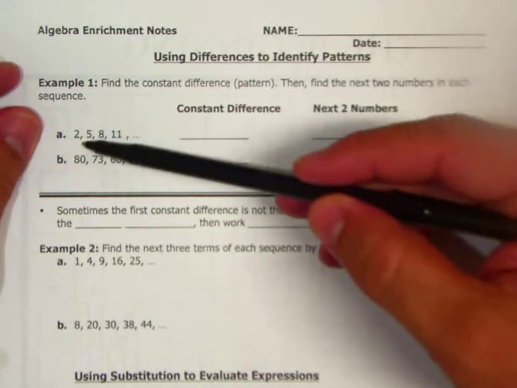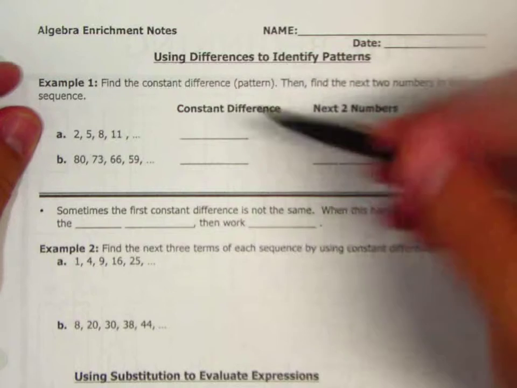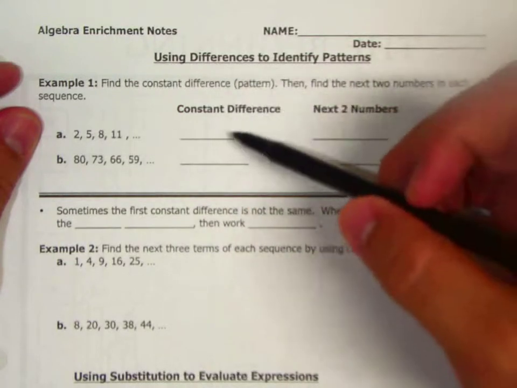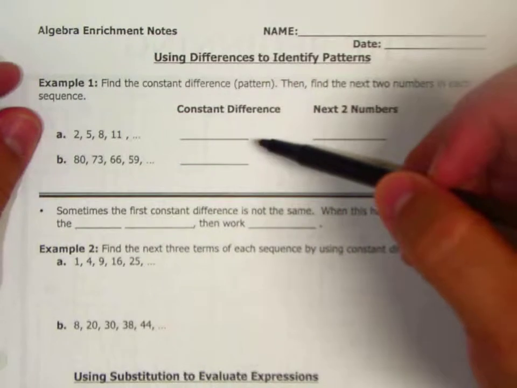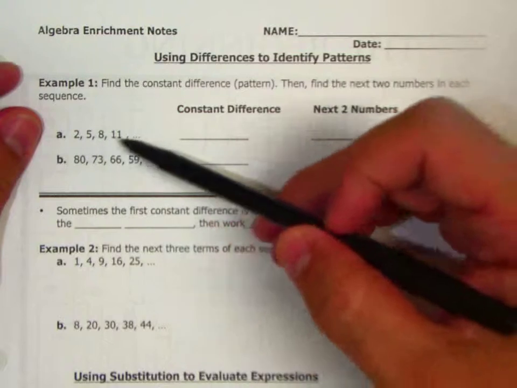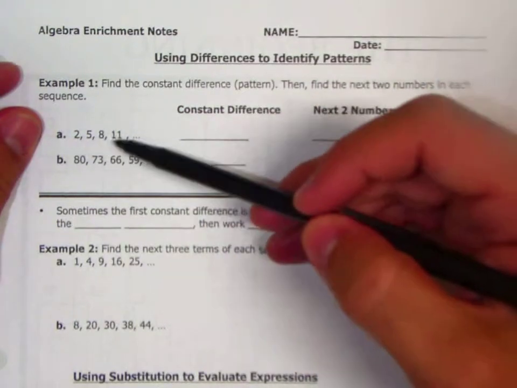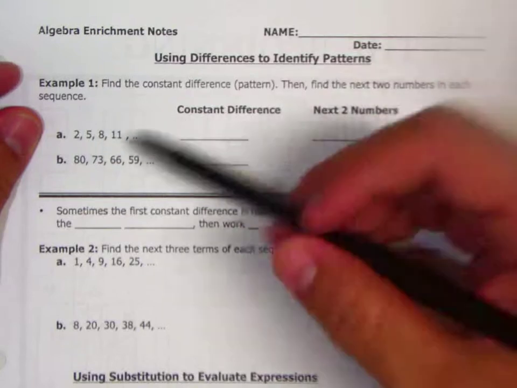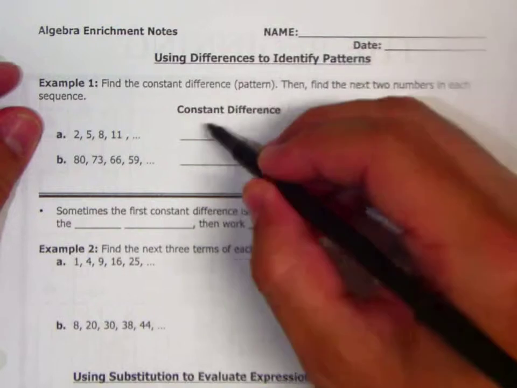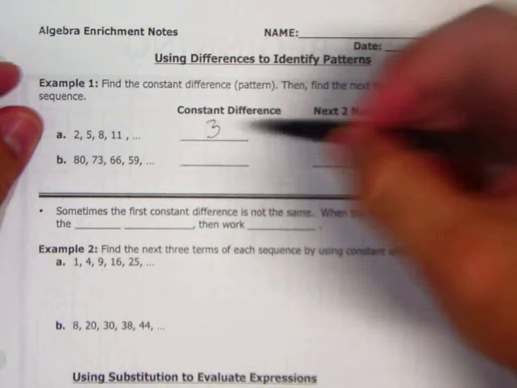When you look at a pattern like this, 2, 5, 8, and 11, there is a pattern. And the constant difference, if we remember what difference means in math, difference is subtraction. So when we look at subtracting each of these numbers, 5 minus 2 is 3. 8 minus 5 is 3. 11 minus 8 is 3. Notice how each answer is the same number. They're all 3. That is what's called a constant difference. So we write 3 here. Okay, and that is our constant difference.